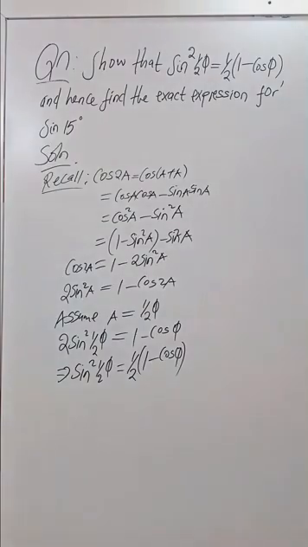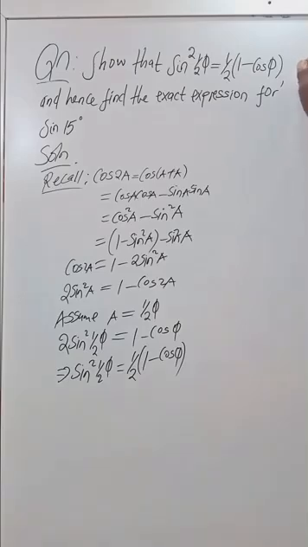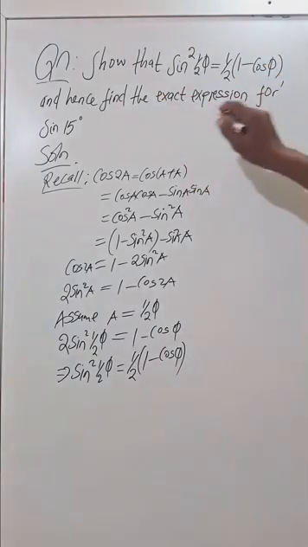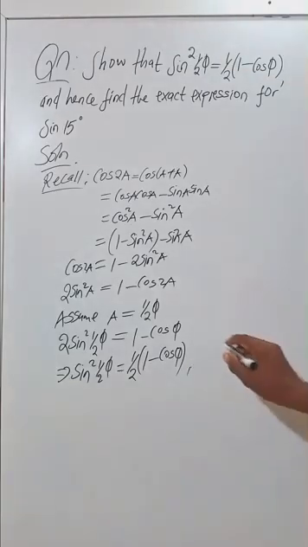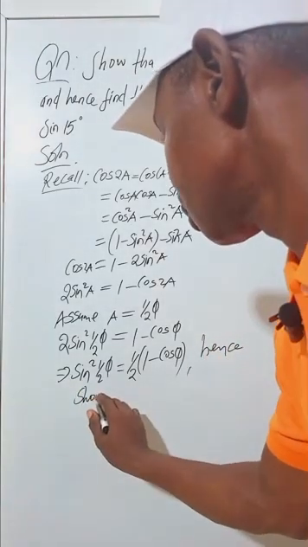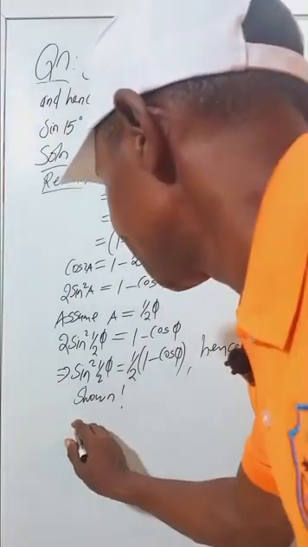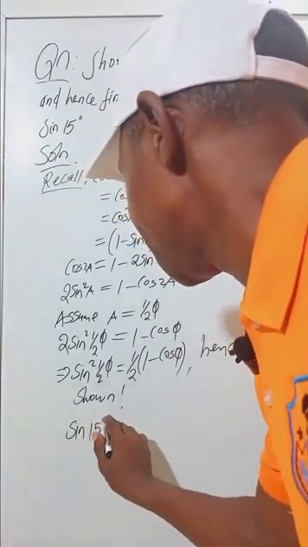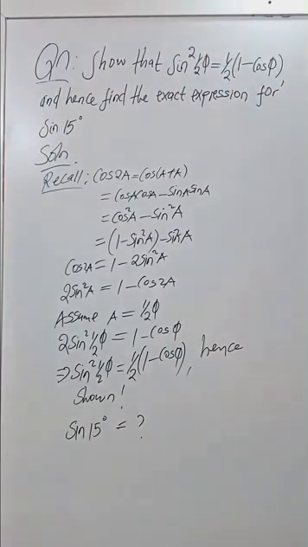Okay, so what are we supposed to do now? We have to show that this equals this, and hence find the exact expression for that one. So we have managed to show this one, so we shall simply say hence shown. Then what are we supposed to do next? We're supposed now to find sine of 15 degrees. How do we go about this?